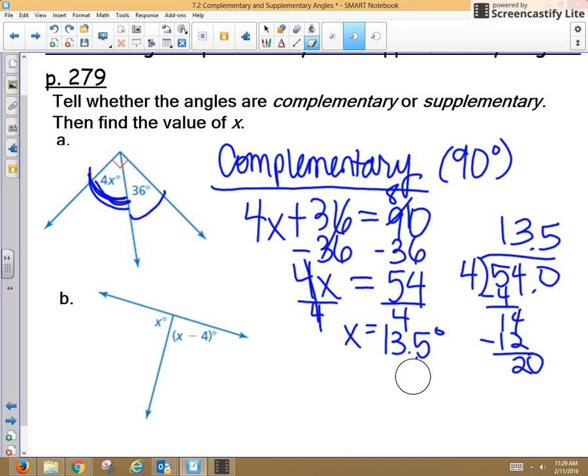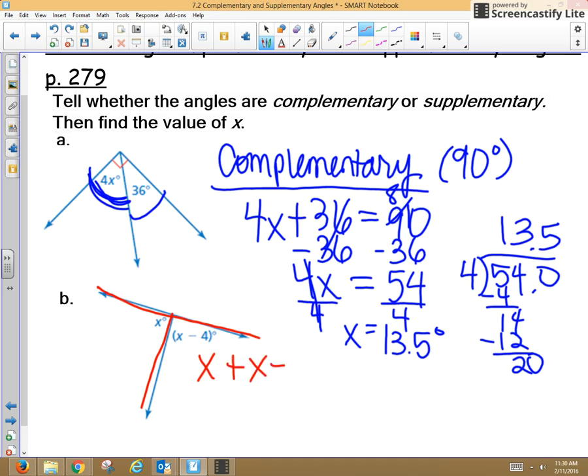Now let's move on to the next activity, which is part B. In part B, I see a straight line here, and I see a line here. I see x, and I see x minus 4 in parentheses. Since both of these add up to a straight line, they are supplementary, and supplementary angles add up to 180 degrees. So x plus x minus 4 equals 180 degrees.